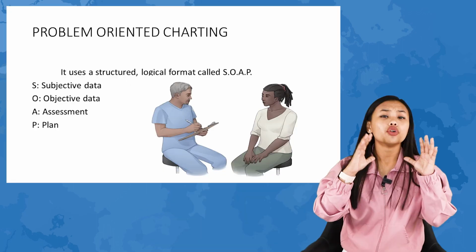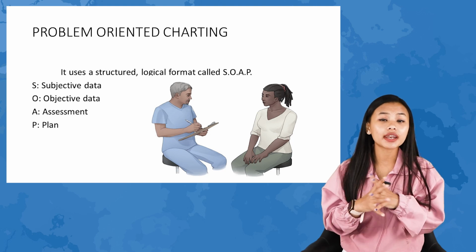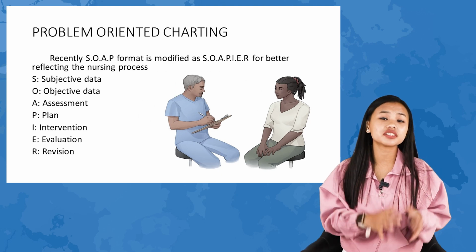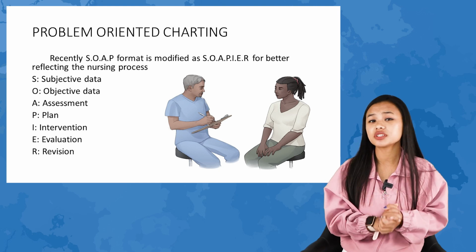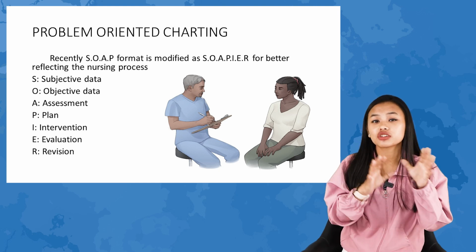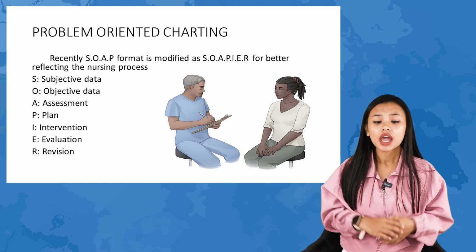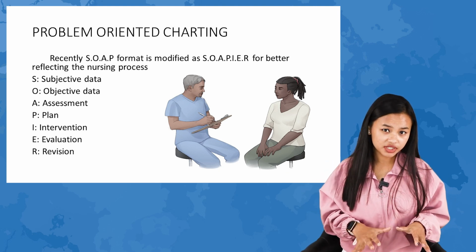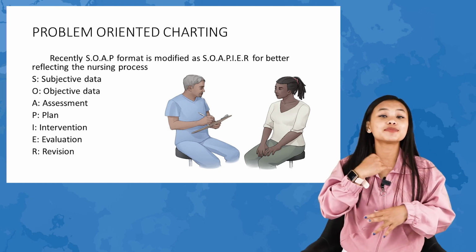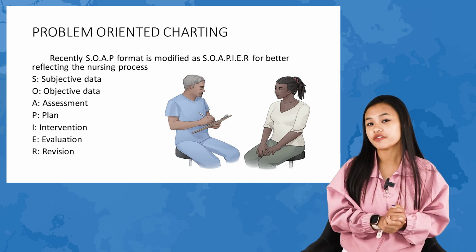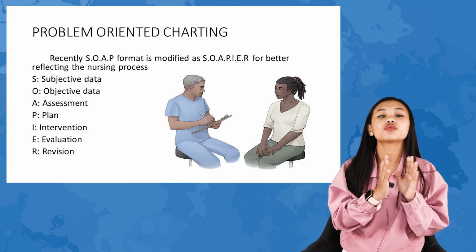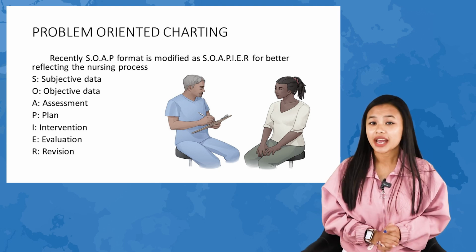So as I've said, this problem-oriented charting uses a structural as well as a logical format known as SOAP, right? Where S stands for subjective, O stands for objective data, A stands for assessment, P stands for plan. However, in recent times, this SOAP format has been modified as SOAPIER, S-O-A-P-I-E-R. Why has it been modified?